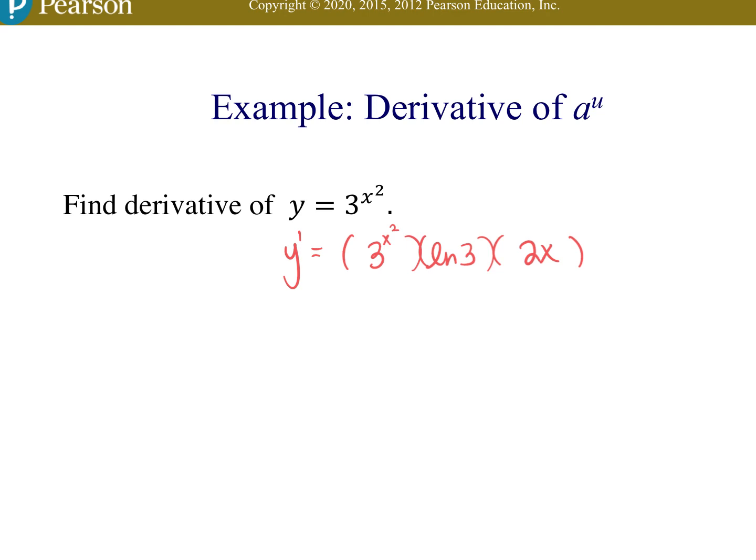There's no cleanup to do there. I can't multiply. What would be horrendous is if I saw somebody do this, natural log 6x, and try and combine the 3 and the 2x together. You can't do that.